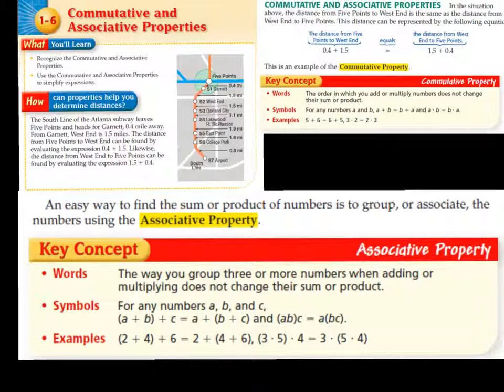The way you group 3 or more numbers when adding or multiplying does not change their sum or product. For any numbers a, b, and c, (a plus b) plus c is the same as a plus (b plus c), and (a times b) times c is the same as a times (b times c). With numbers, 2 plus 4 plus 6: 6 plus 6 is the same as 2 plus 4 plus 6, which is 10, so 2 plus 10 is 12. So they're both 12. And 3 times 5 is 15, times 4 is the same as 3 times 20. Yes, they both equal 60.